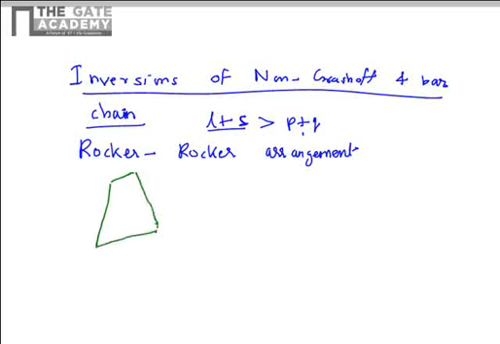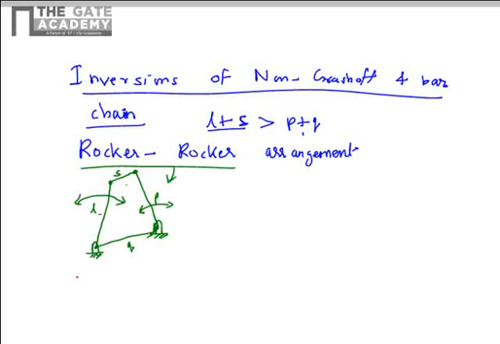In this case, as you can see, the longest link is very long, and this is the shortest link. The sum of these two is greater than the sum of the other two intermediate links. So if you fix any of the links in this kinematic chain, whether you fix P, Q, L or S, you can only get a rocker motion. Because complete rotation of any link is not possible, it will result in a rocker arrangement only.